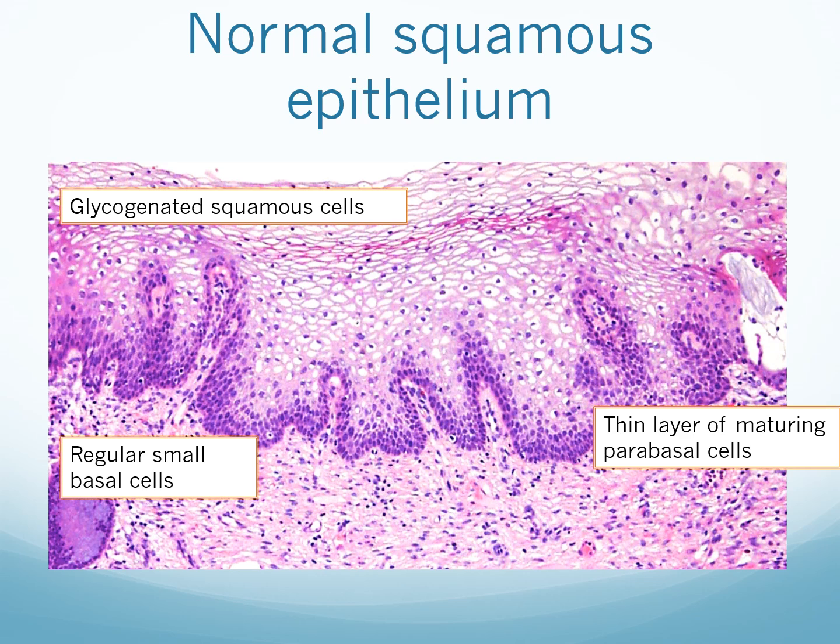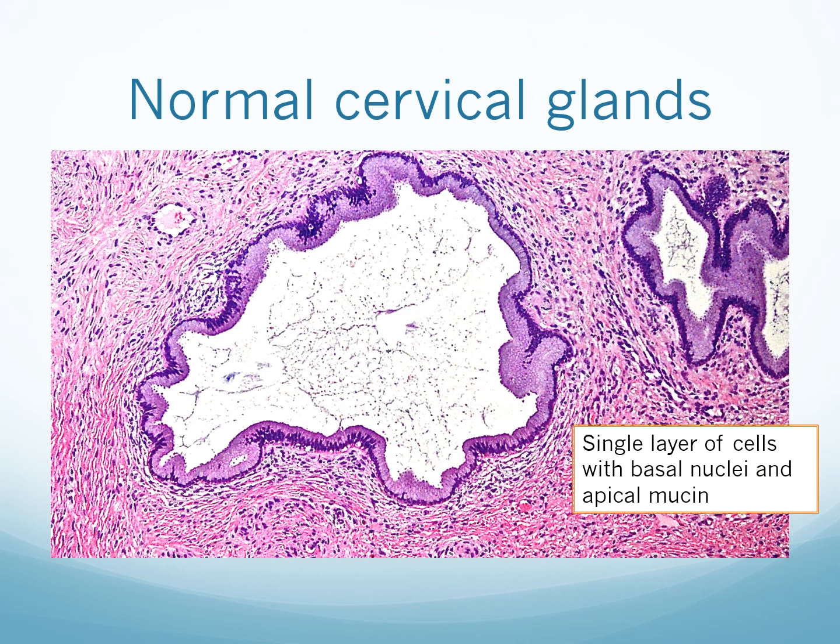Histologically, the ectocervix is covered by glycogenated, non-keratinizing squamous epithelium. If we look at the squamous epithelium, it's got a regular line of small basal cells and then a couple of layers of parabasal cells, which then mature into glycogenated squamous epithelium. The endocervix and its crypts and glands are lined by glandular epithelium, which is characterized by a single layer of cells with basal nuclei and then apical mucin.